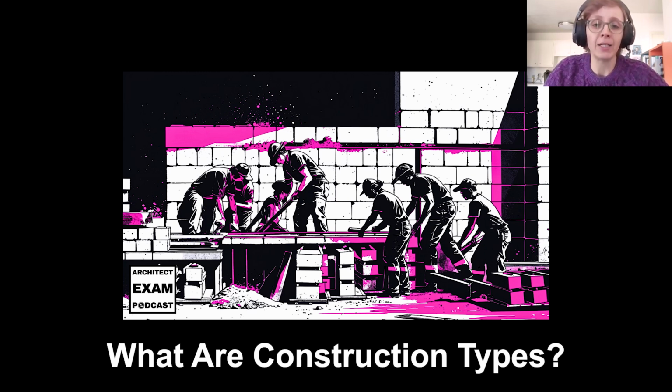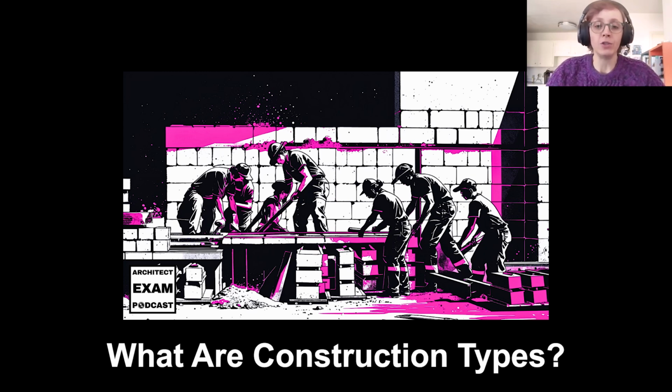And here's why this matters for the ARE and real practice. Selecting the wrong construction type can lead to a lot of things. So, projects that violate code requirements, unexpected budget increases, and designs that simply aren't safe. Let me share a quick example with you.